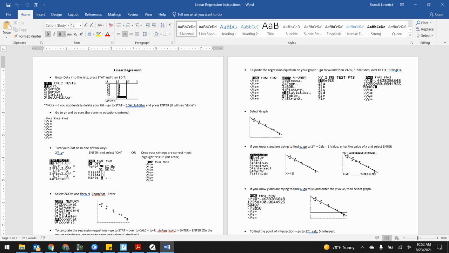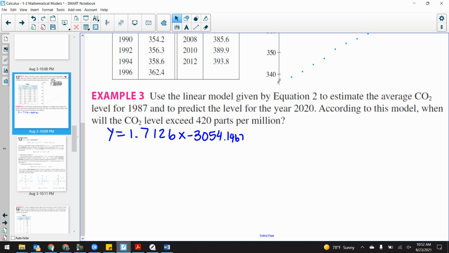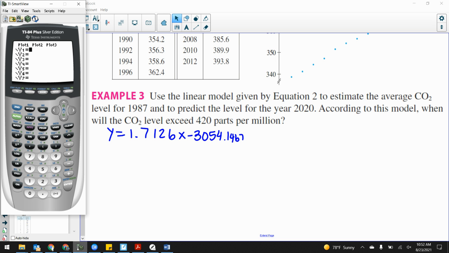It's basically a screenshot by screenshot direction on how to do everything that we're doing here today, based on linears. Once we move on and start doing quadratics and full polynomials, that might be a little different. But for linears right now, this is what we got. Now, use the linear model given by equation 2 to estimate 1987. We were here in our calculators.